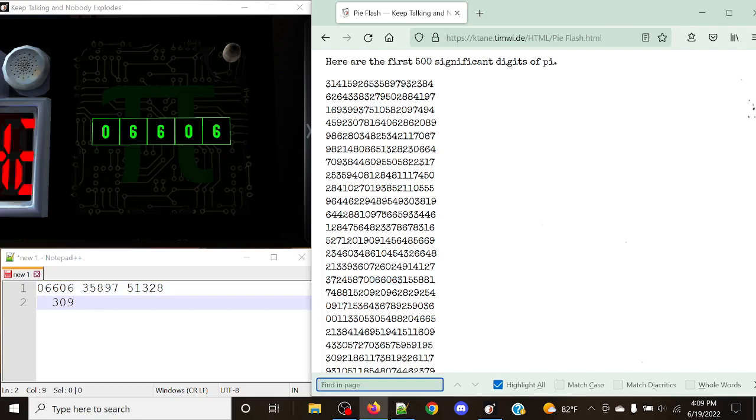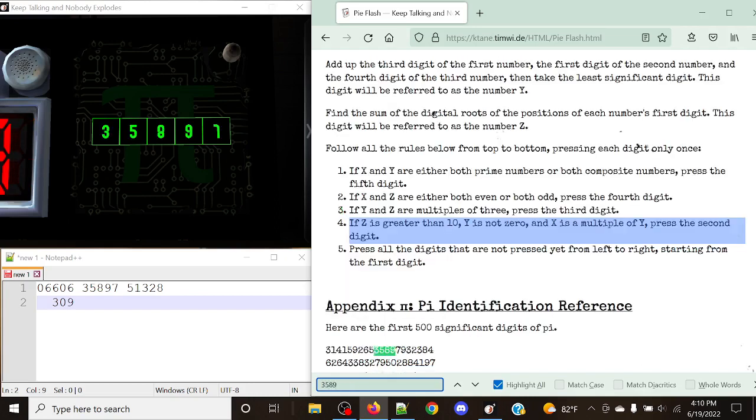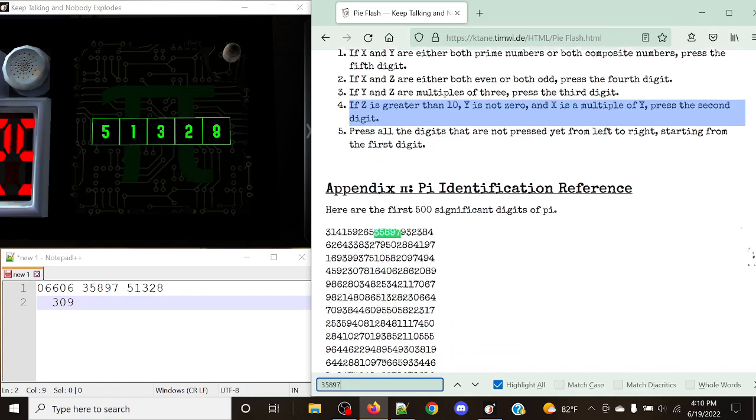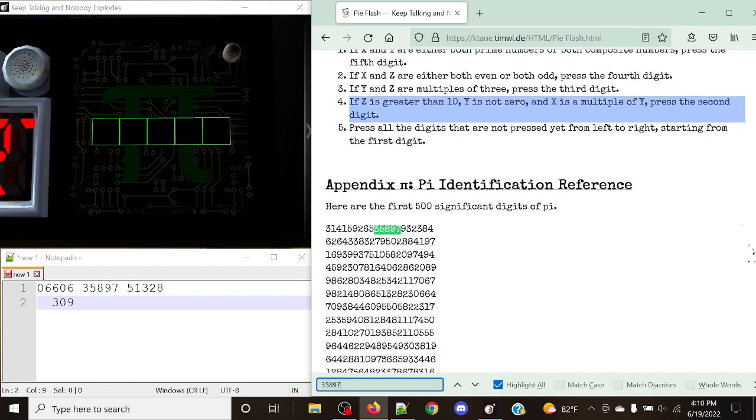Now, normally you would only be working with one of these digits here. But obviously with Pi Flash, you're working with three different sequences, whereas with Pi, you're working with one. So we've got a 35897. This is a very early one. We like this. So we've got 1, 2, 3, 4, 5, 6, 7, 8, 9, 10. This is number 10, the 10th in the sequence. Remember, we're only paying attention to the first digit. That's all we care about.